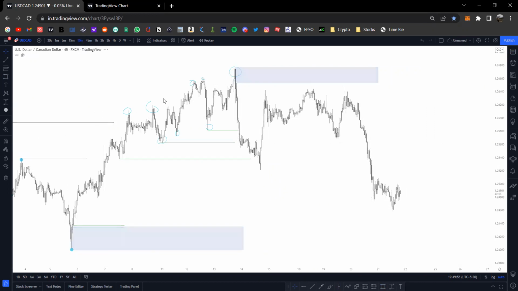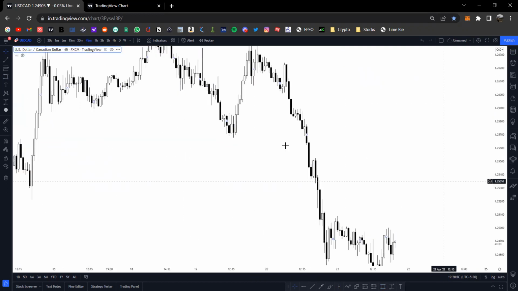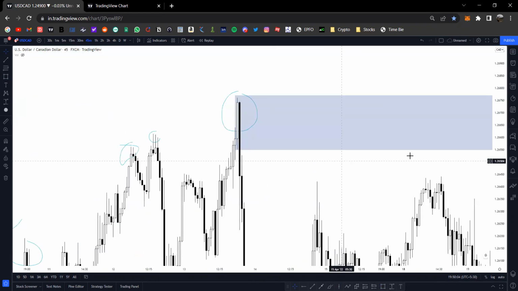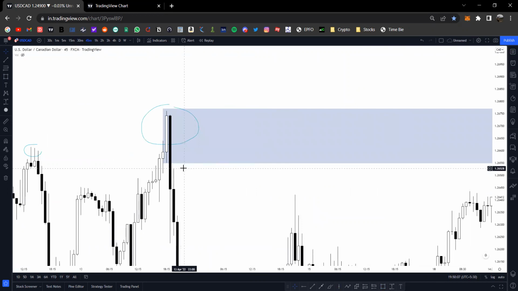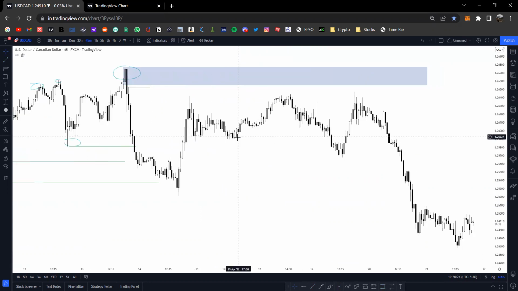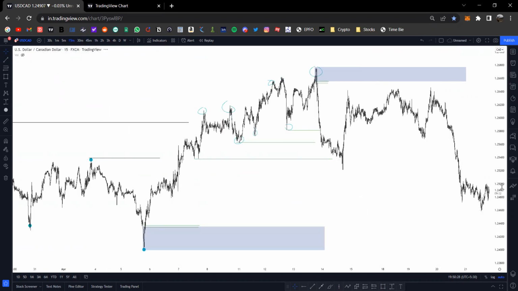Let's just refine this one. So I have just marked the OB. How I selected this OB, you see, this has some sort of imbalance. This candle has left some sort of bigger imbalance in it. You see, this one and this one. So I will just go on lower time frame to define my point of interest.